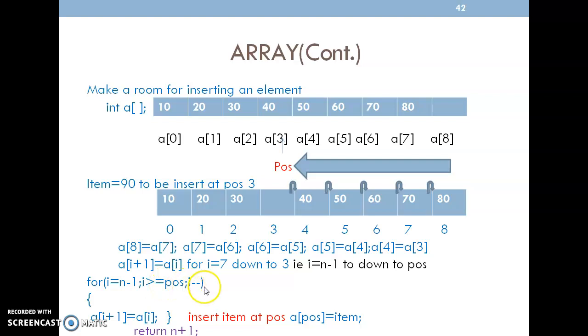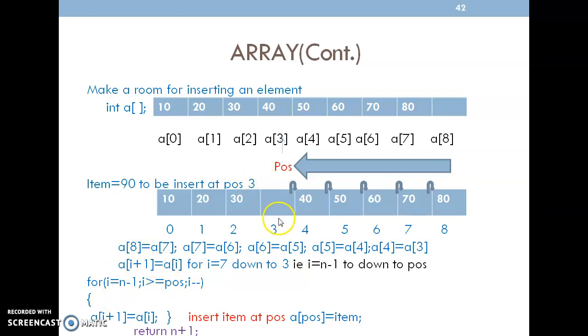Then i minus minus. Here, a of i plus 1 equals a of i. So a of i plus 1 is at this position, and I'm going to store the a of i value there. So I'm copying here. Similarly we are doing this until i is greater than or equal to position. While i greater than or equal to position 3 holds, the loop will continue to execute. When the i value becomes less than 3, it will stop.